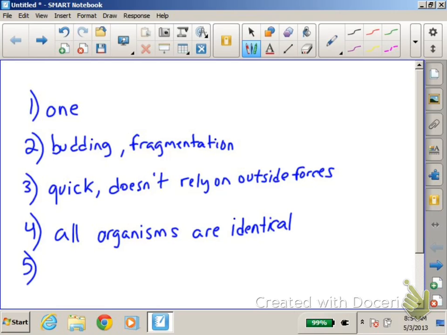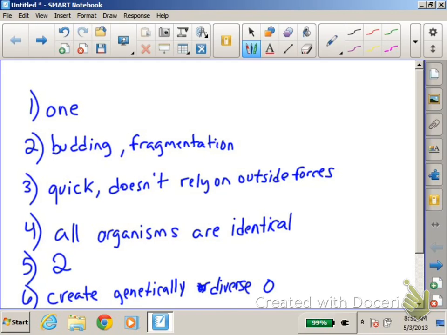Okay, number 5. In sexual reproduction, blank parents must be involved. The answer is 2. Okay, and then in number 6, what is an advantage of sexual reproduction? I would say that it creates genetically diverse organisms. Okay, that concludes our lesson on sexual and asexual reproduction.